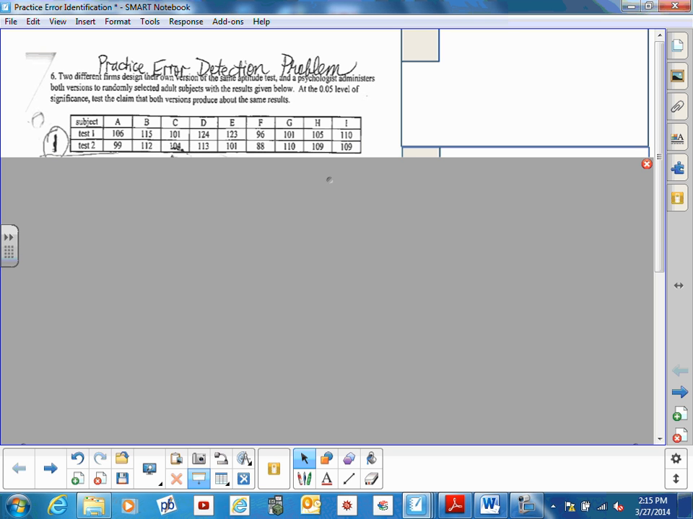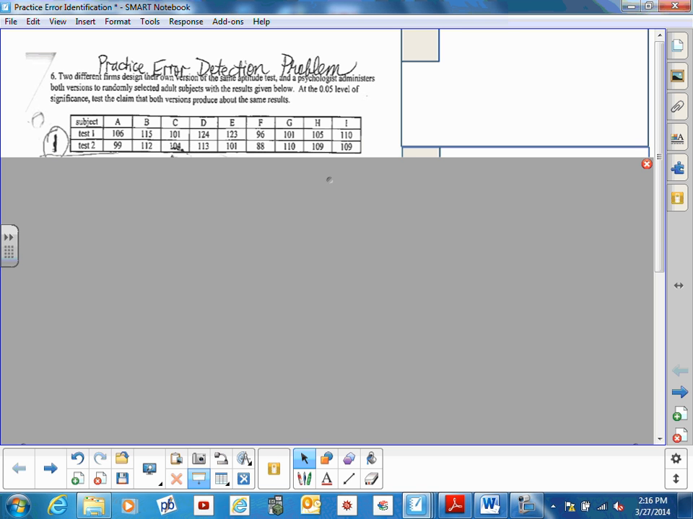So here we go. For this one, we have 2 different firms that design their own version of the same aptitude test, and the psychologist administers both versions to randomly selected adult subjects with the results given below. At the 5% significance level, test the claim that both versions produce the same results.